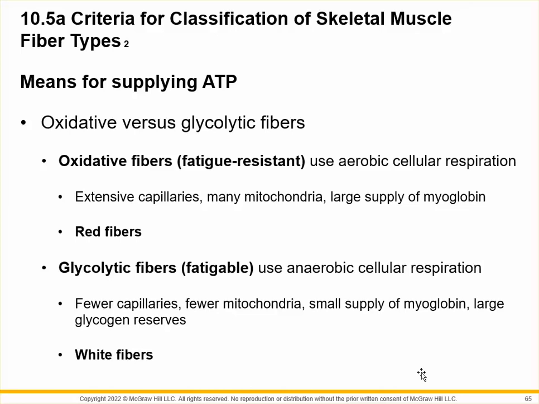Because they get their ATP aerobically, there have to be lots of mitochondria. And there are extensive capillaries. There's a really good blood delivery network that's going to bring glucose and oxygen to the muscle very effectively. These fibers are really fatigue resistant. They're red in color. They produce a lot of ATP per glucose, and they can contract for a long time without running out of ATP.